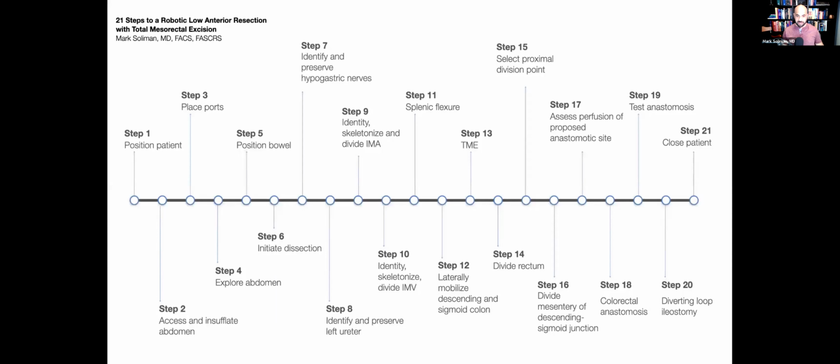Again, you're probably aware, and if you're not, please go to my YouTube channel, where I break down both the left colectomy or low anterior resection and right colectomy into digestible chunks. In this specific operation, I've broken down a low anterior resection, and this is just the way that I think. I break it down into 21 steps. We start by positioning the patient. We then access and insufflate the abdomen. We place our ports. We explore the abdomen. We position the bowel, and then we dock the robot.